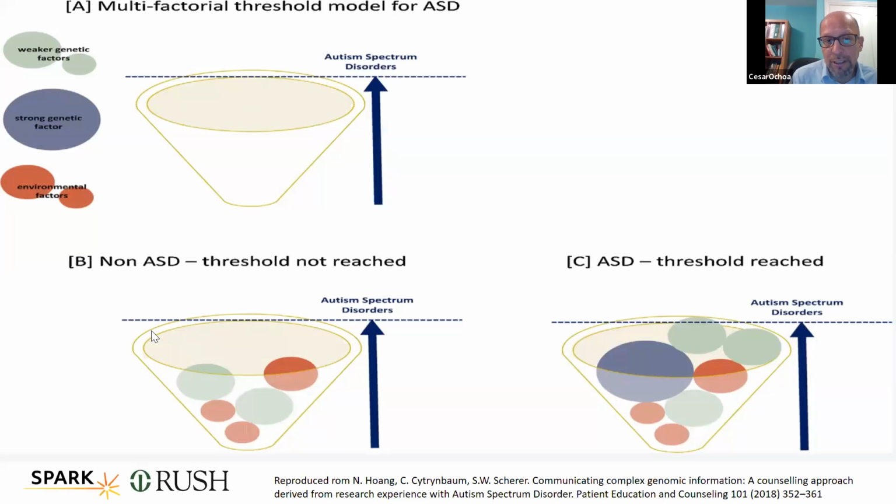So here we have an individual that has 3 environmental factors and 2 common variants with weak genetic risk for autism. And this individual doesn't have autism. And this other individual has 3 of the common variants, 3 of the environmental factors, and 1 of the rare variants that give a lot of risk for autism. So this individual has autism.